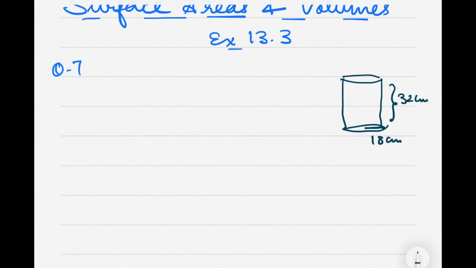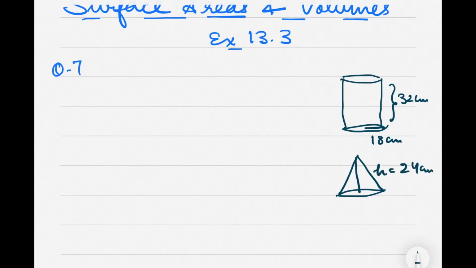Now this bucket is emptied on the ground, so it was filled with sand. So the volume of the sand which will be taken out, after emptying the bucket on the ground, a conical heap of this sand is made. So this is converted into the conical heap. Okay, so this is my conical heap, and the height of this is 24 centimeter.